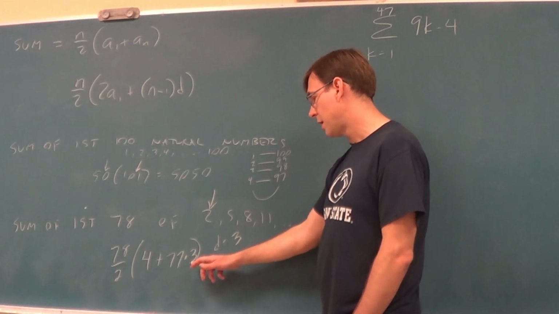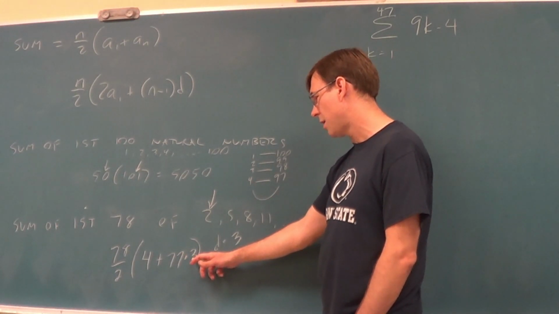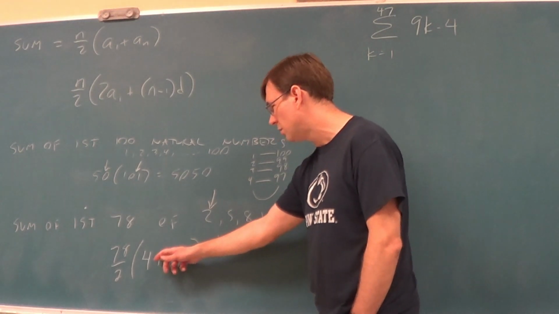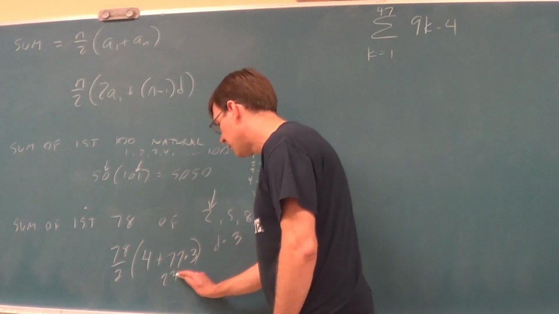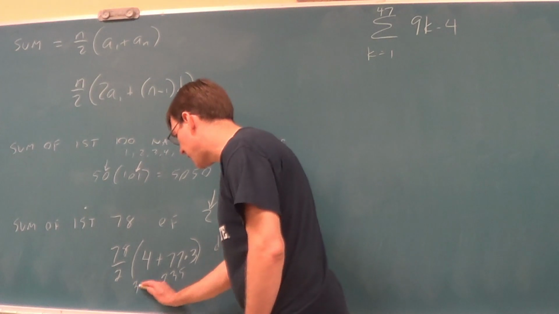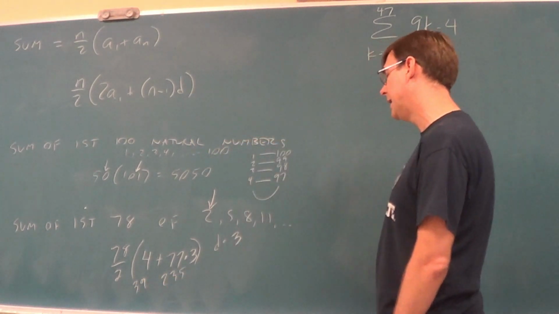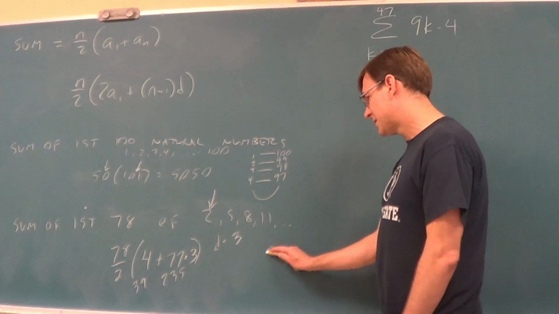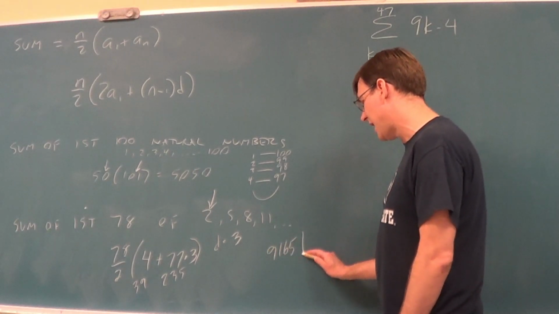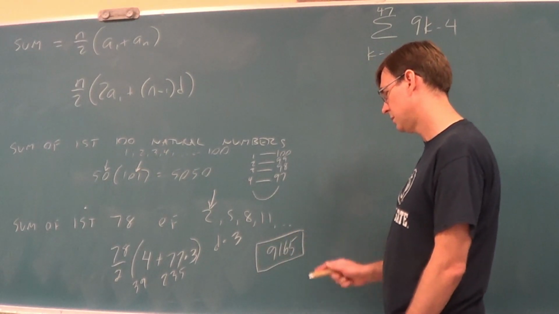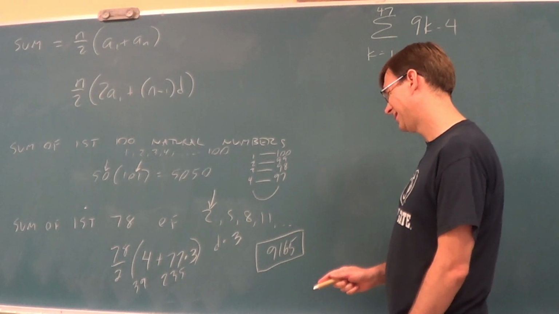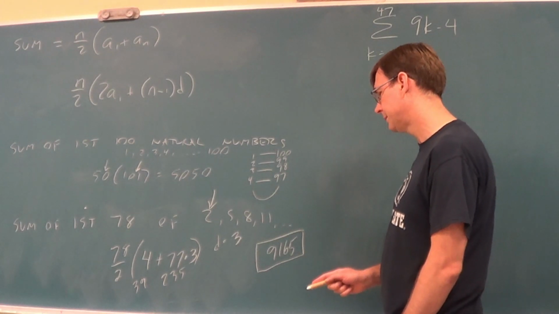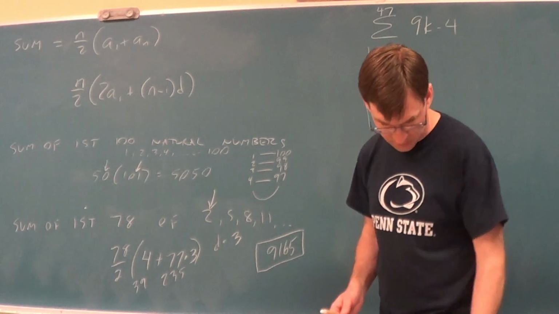We're looking to go there, multiply it out, calculator is your friend. This would be 231, 4 more is 235. 235 times 39. I'm going to say 9165. Probably. I have a paper, let me see.